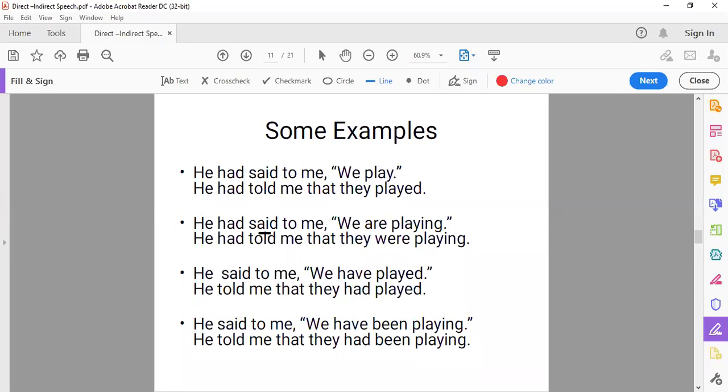Coming to the second sentence, he had said to me, we are playing. He had told me that they were playing. It is present continuous now. We are playing, present continuous, changes into past continuous. Is, am, are changes into was, were. He said to me, we have played. He told me that they had played. Present perfect changes into past perfect. He said to me, we have been playing. He told me that they had been playing. Present perfect continuous changes into past perfect continuous.